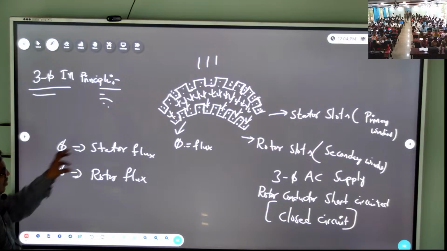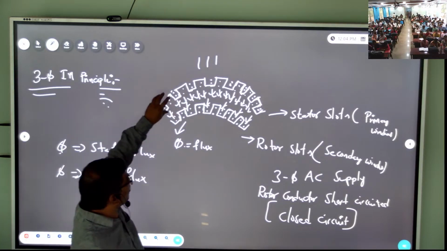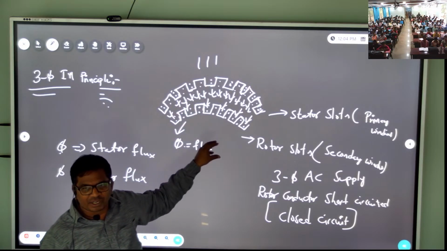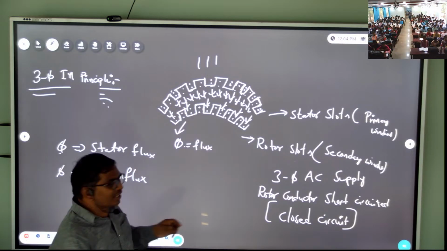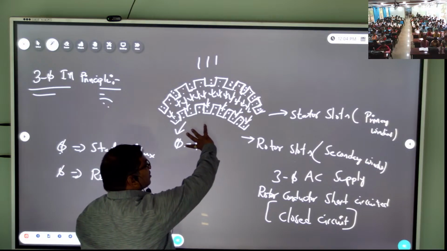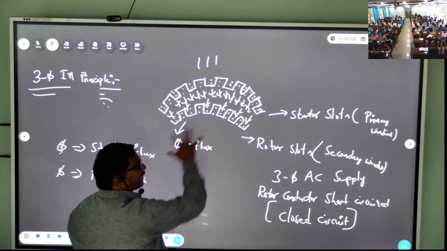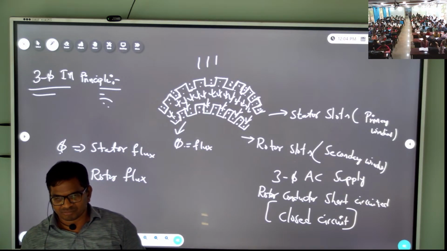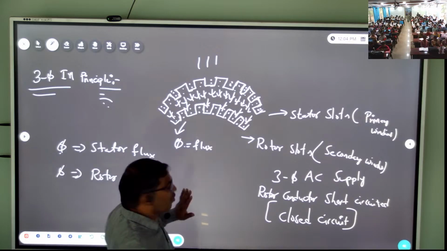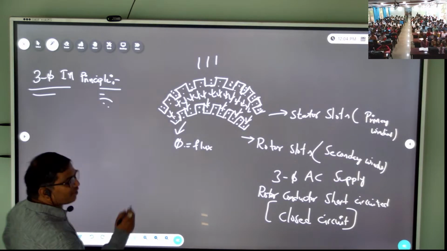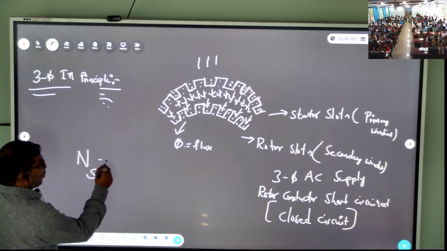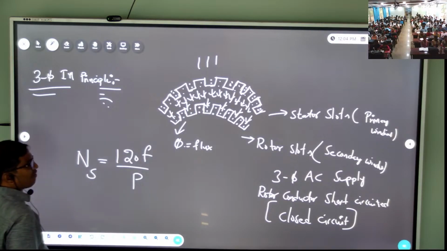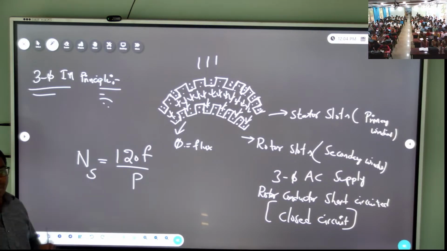Because of the magnetic field established in the stator and the magnetic field established in the rotor, they interact with each other, and the rotor will start rotating. Rotor will start rotating because of the magnetic field established in the stator as well as the rotor. What is the speed of this? That speed is called the synchronous speed, given by 120 f by P.